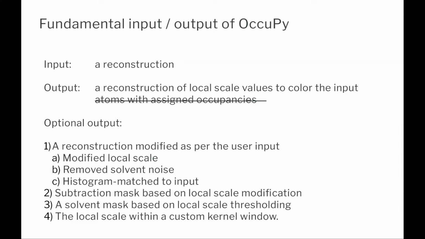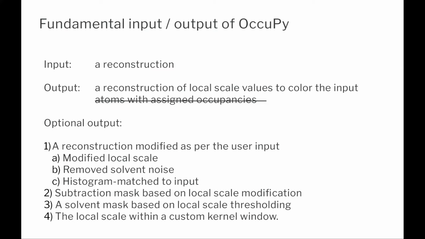There are a few different optional outputs that you can use Occupy to generate. So you can modify the input reconstruction, right? You can modify it according to local scale. You can also remove solvent noise because it does inherently an estimation of each point in the reconstruction of whether or not that's noise or background or whether or not it's content. You can also choose to histogram match your modified output to your input if you want maximal correspondence between the two.